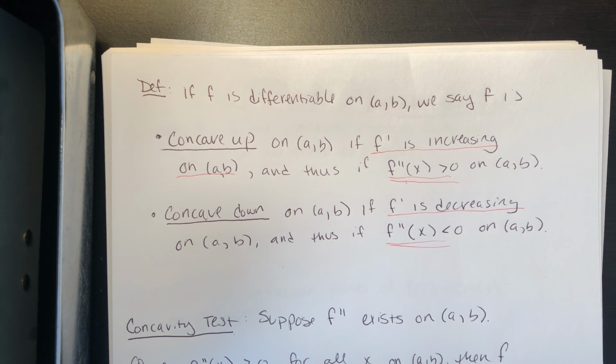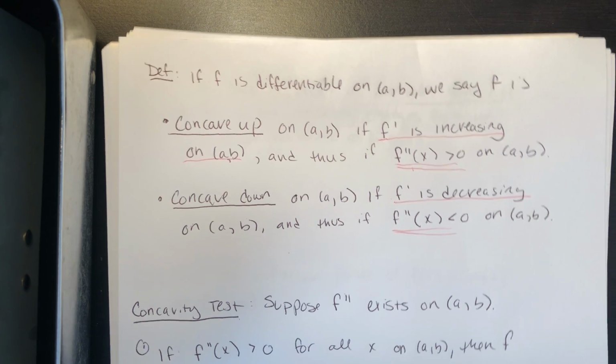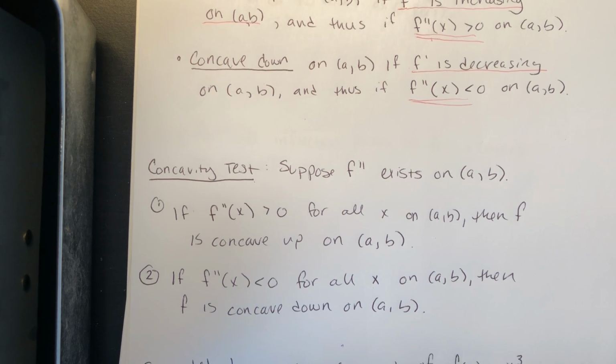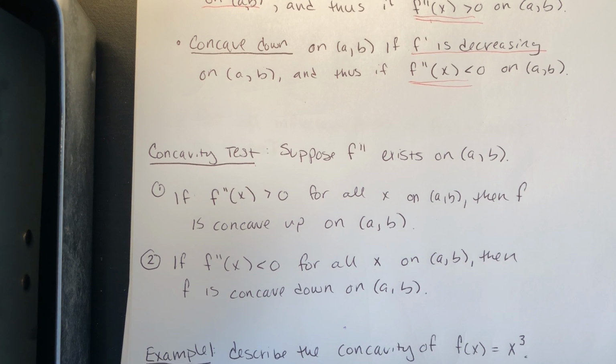Just like we had the increasing and decreasing test in the last section that told you where the original function is increasing and decreasing by looking at the sign of the first derivative, we get the concavity test here, which says if the second derivative exists on an interval and the second derivative is positive on that interval, then we know that f is going to be concave up on that interval.